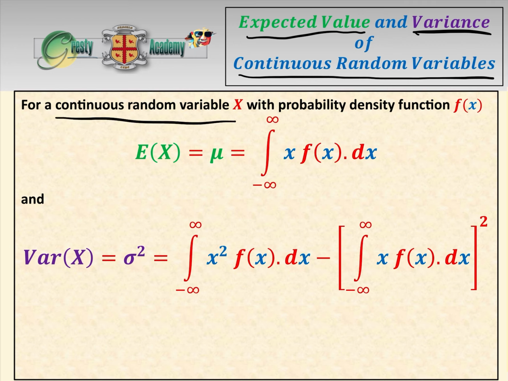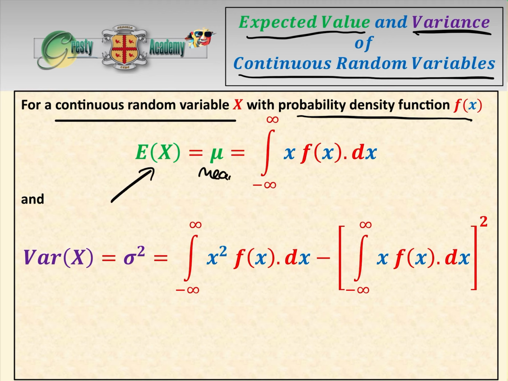For a continuous random variable x with probability density function f of x, the expected value of x, otherwise known as mu, the mean, is equal to the integral between minus infinity and infinity of x times f of x dx. That's the expected value. The variance, which is also the standard deviation squared, is the integral between minus infinity and infinity of x squared times our probability density function dx minus this, which the astute will probably notice is identical to that.